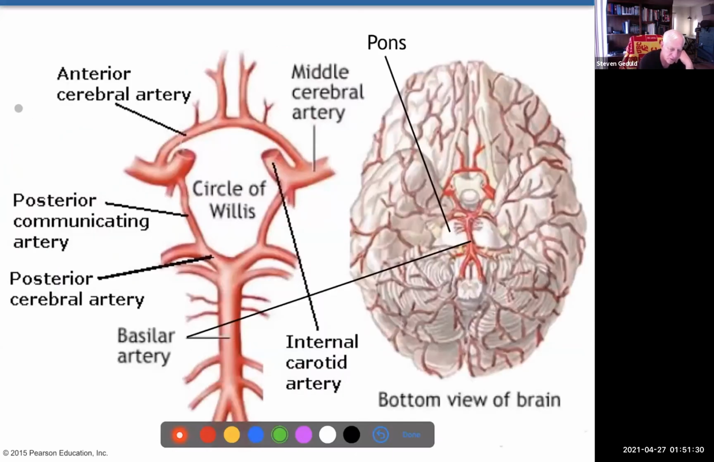Okay, again, here's your circle of Willis. This is your middle cerebral artery coming in. This is your anterior cerebral arteries, your posterior cerebral arteries, your posterior communicating arteries. And you see how it just forms a circle right here, just superior to the pons coming in. And this is the basilar artery, which comes up. This is the main one that comes up and begins the circle of Willis. You can see it right here on the larger view.